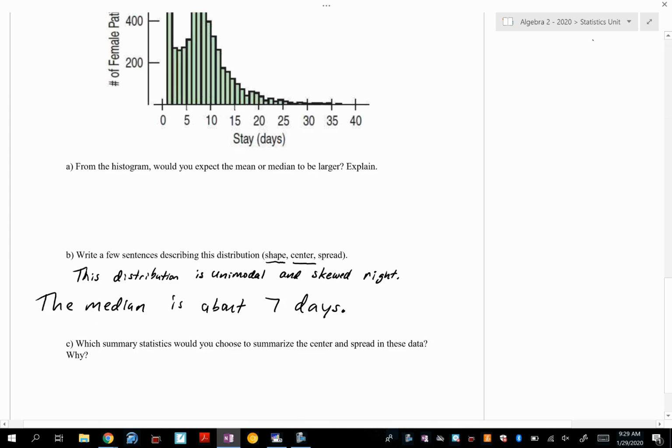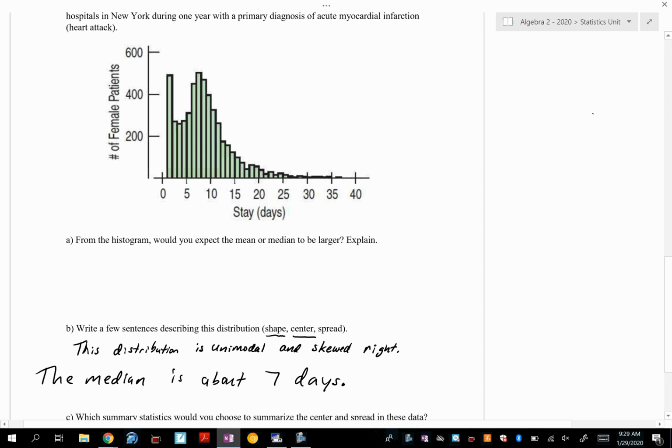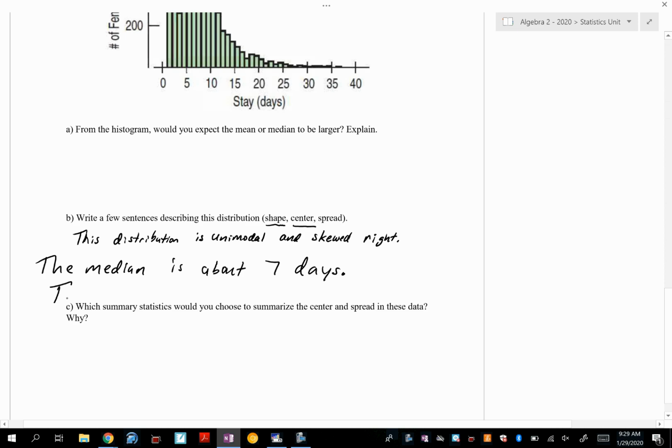Okay, now the spread. Because we don't have the actual data values, you're going to eyeball the range. What do you need to calculate the range? The biggest and the smallest, right? So let's look. The biggest looks just past 35, so like 36, 37 days in the hospital. And the smallest, as we said, was 1 day. So if you subtract 36, 37 minus 1, you get the range is about 36 days. All right, so just over a month. That's the spread. That's us describing the spread. Very good, Kylie.